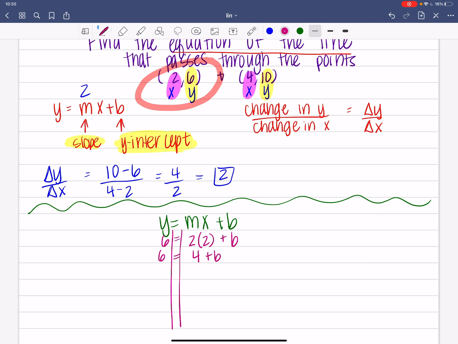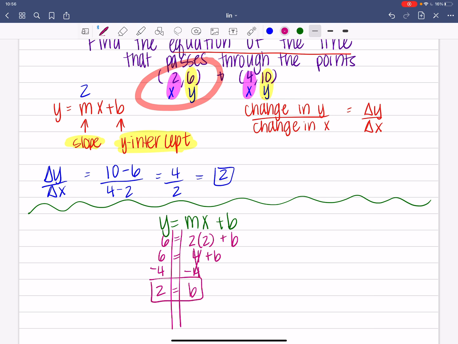So I'm going to take away 4 from both sides. 4 minus 4 is 0, so we say that that goes away. It doesn't really go away, it's just 0, but we don't have a reason to write 0 on the bottom there. We're left with b equals, and then 6 minus 4 is 2. So you have just found your y-intercept.